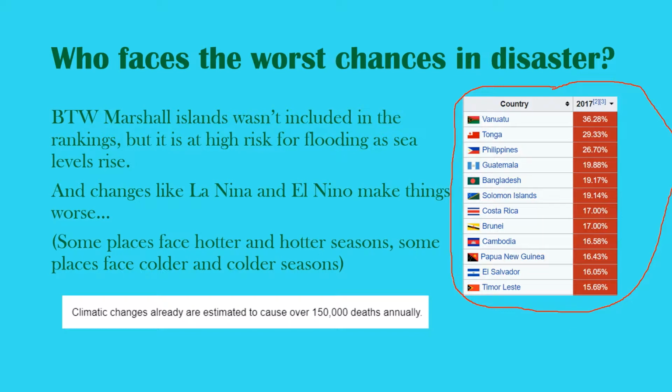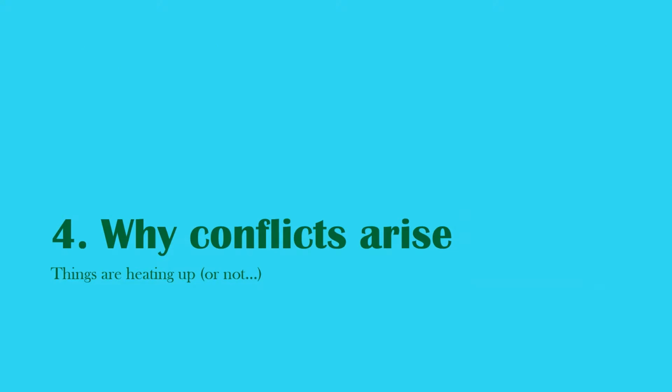I'm not going to explain more because it's getting quite late, and I also don't know how to explain it. So let's move on. The fourth topic is why conflicts arise. Once again, this is very human geography.